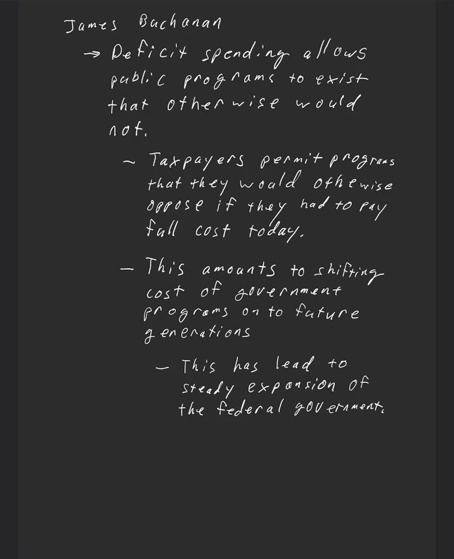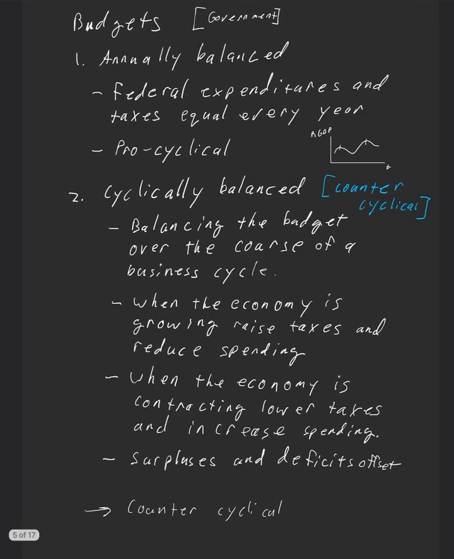So if I can delay the payment, I'm more likely to purchase something. Taxpayers are the same way, because they're the same people, obviously. This amounts to shifting the cost of government programs to future generations, right? The straightforward, obvious, you've heard every politician ever say this, right? But the problem with this is this has led to a steady expansion of the federal government, as you can always kick all the costs down the road, okay?